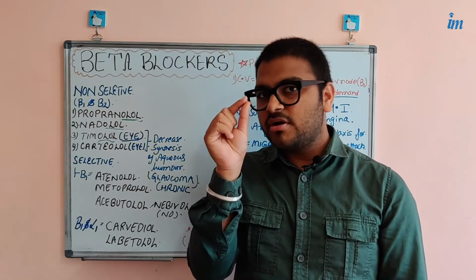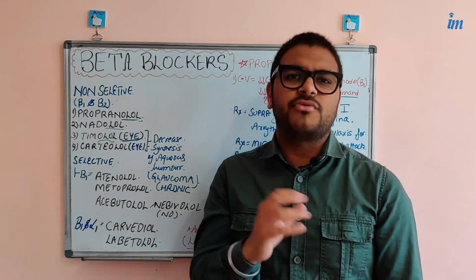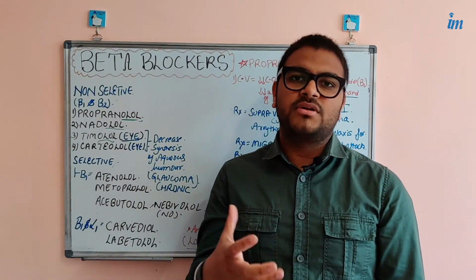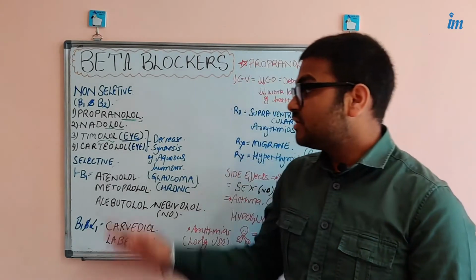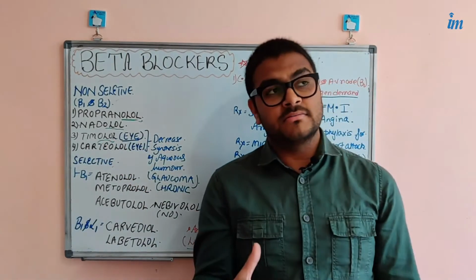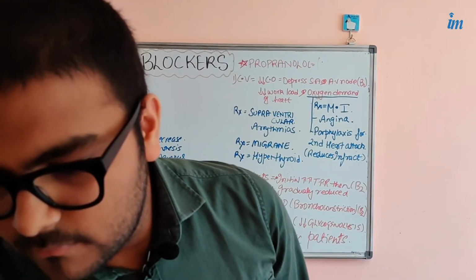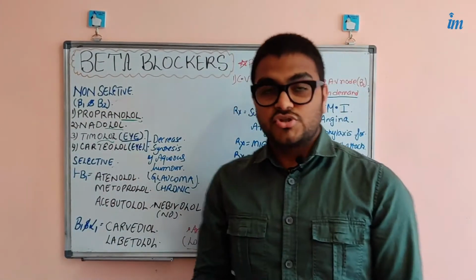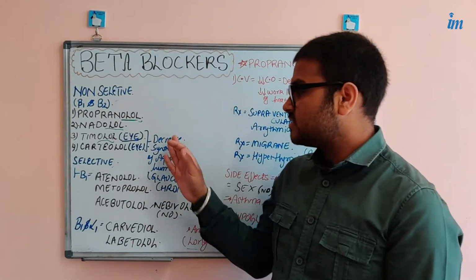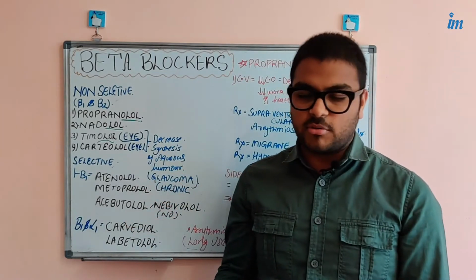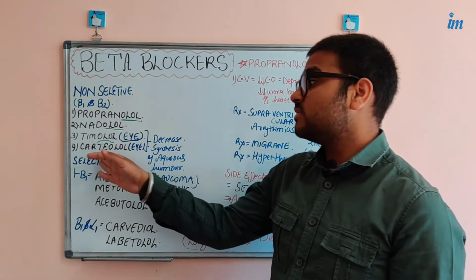We know the ciliary body produces aqueous humor, and if the aqueous humor is not able to drain through the canal of Schlemm, what does it cause? It causes the development of glaucoma. So timolol is used in the treatment of glaucoma because it decreases the synthesis of aqueous humor by the ciliary body in the eyes. The same happens with carteolol.